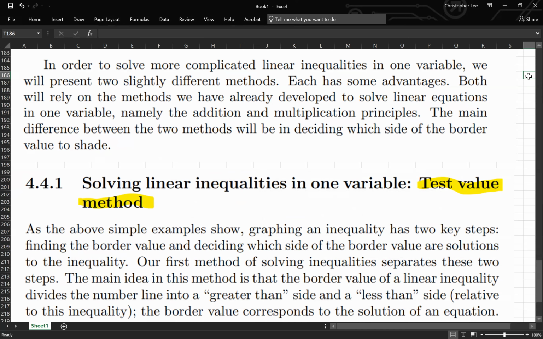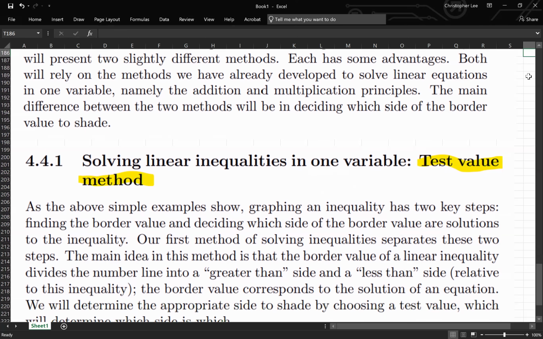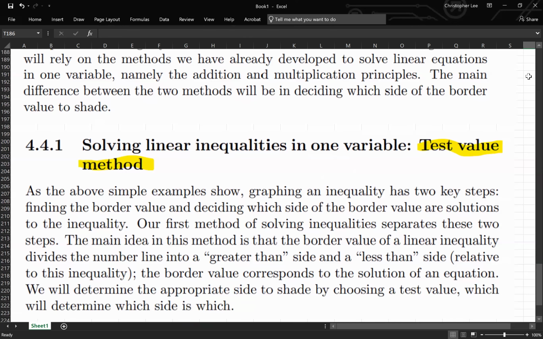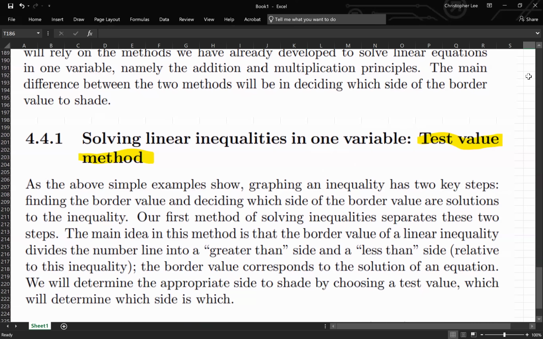As the above simple example shows, graphing an inequality has two key steps: finding the border value and deciding which side of the border value are solutions to the inequality. Our first method of solving inequalities separates these two steps. The main idea in this method is that the border value of a linear inequality divides the number line into a greater than side and a less than side relative to the inequality. The border value corresponds to the solution of an equation. We will determine the appropriate side to shade by choosing a test value, which will determine which side is which.